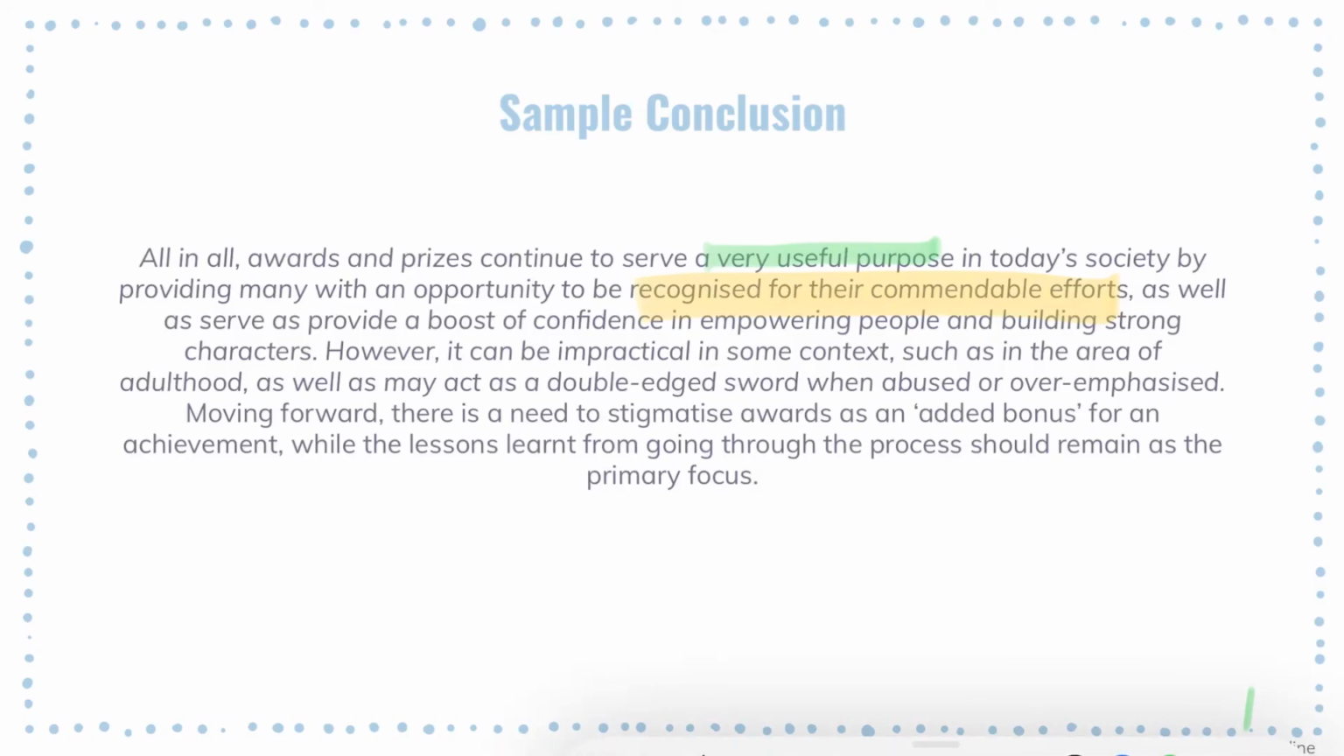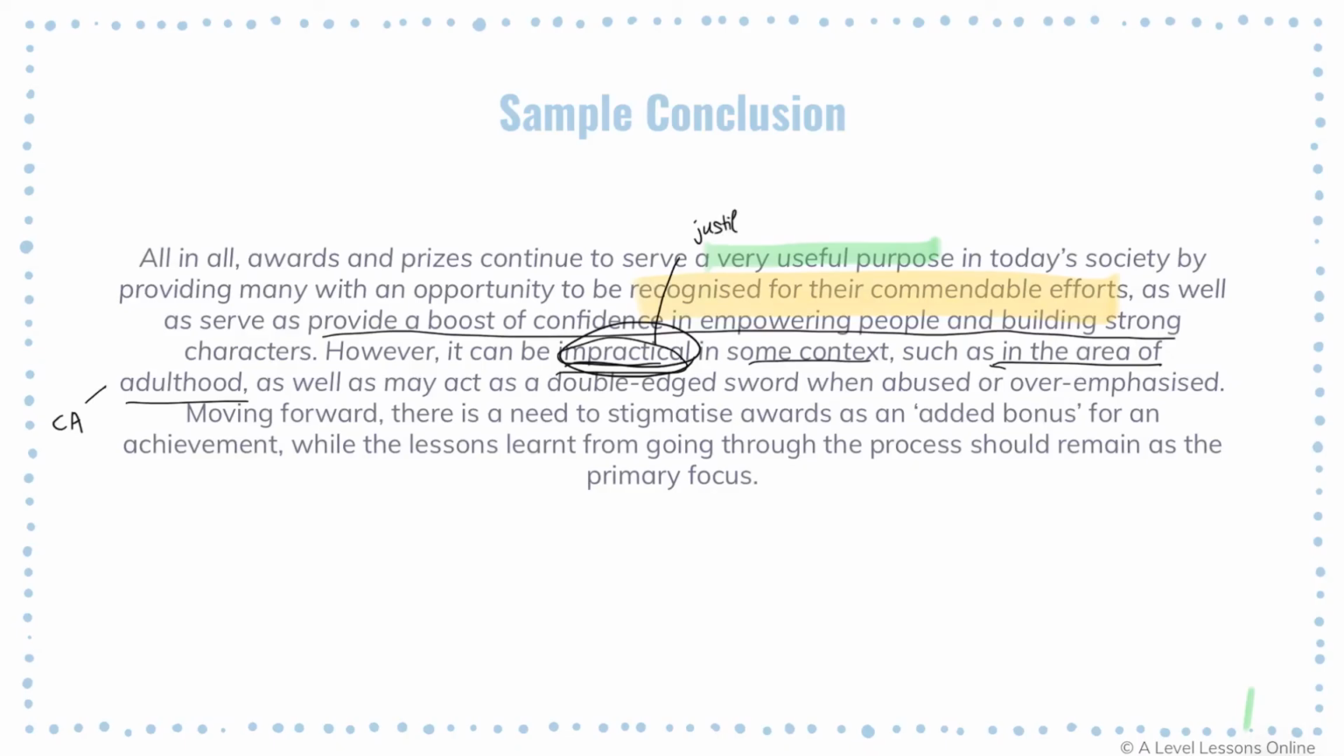And after that, I go on to talk about how there are the various different factors. I didn't include my counter arguments here, but you can go ahead and include it. Actually I did. Yeah, so over here. So however, it can be impractical. So this part on impractical in some contexts, such as in the area of adulthood. So this could be a counter argument, right? But this part on impractical could very well be the justification as well. So it's kind of like an evaluation.